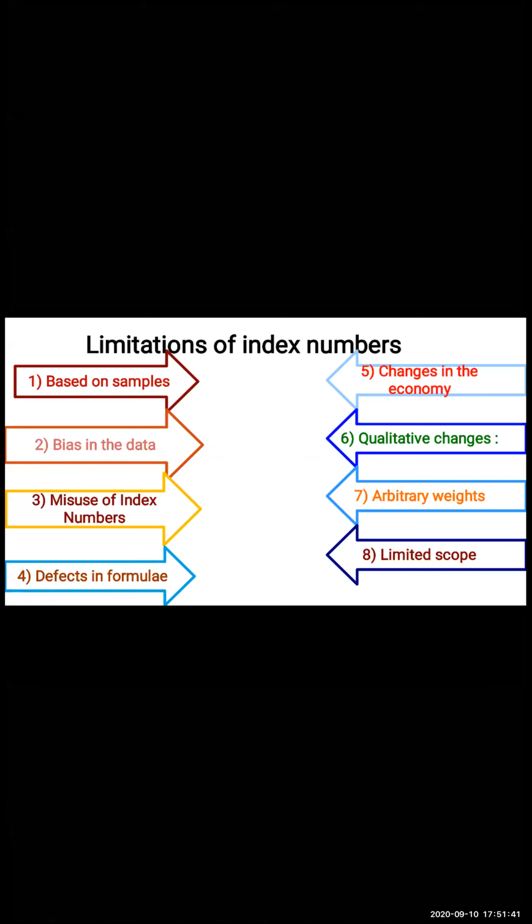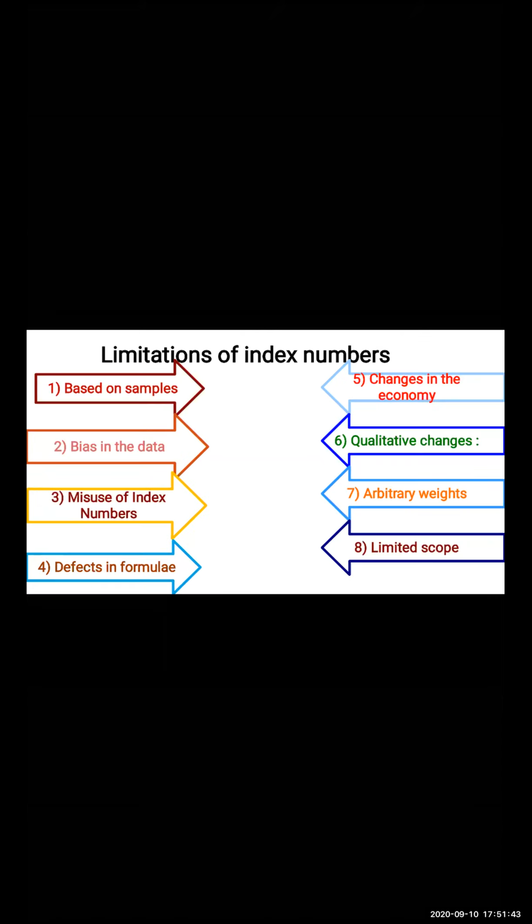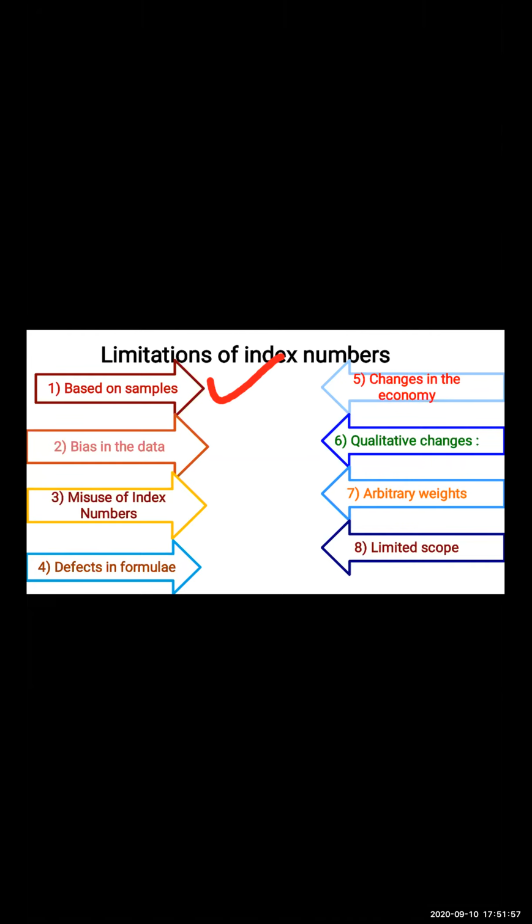First thing is about being based on sample. Now in features and in advantages, we got to know about the samples, that for having the proper index number, collection of sample plays a very important role. Now what will happen if we are not able to collect the proper sample? What will happen? What will happen if we are not able to collect the proper samples?